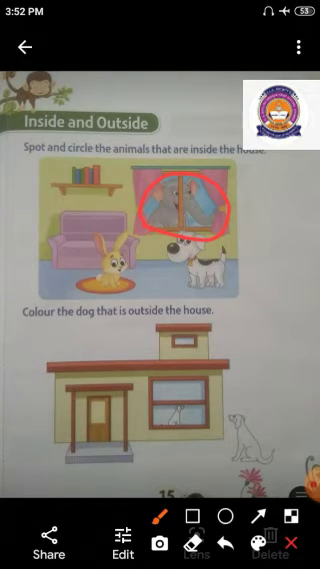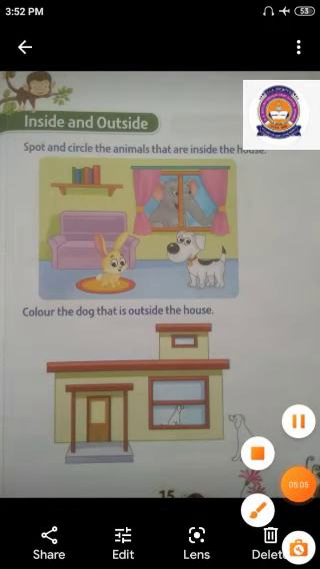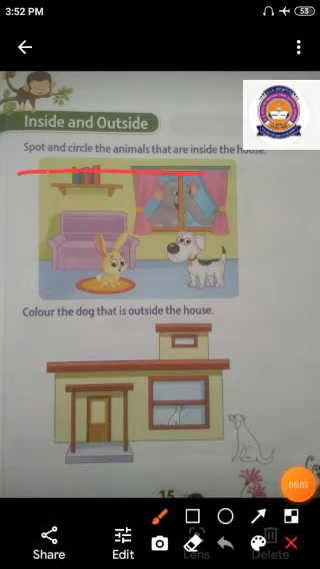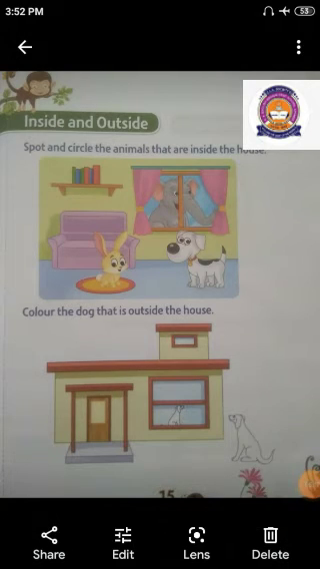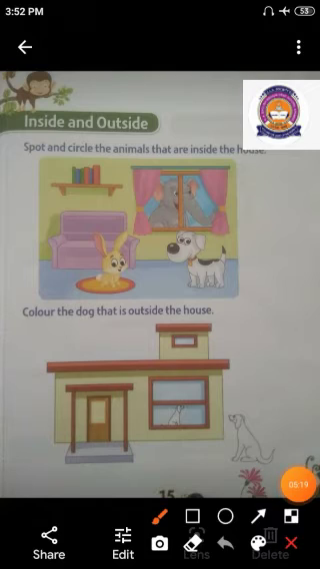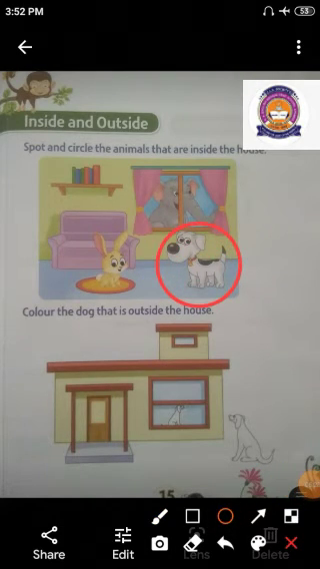Okay, so see the headline, spot and circle the animals that are inside the house. Inside the house means ಒಳಗೆ, the animals that are inside. So you have to circle the image of the dog and cat, right?